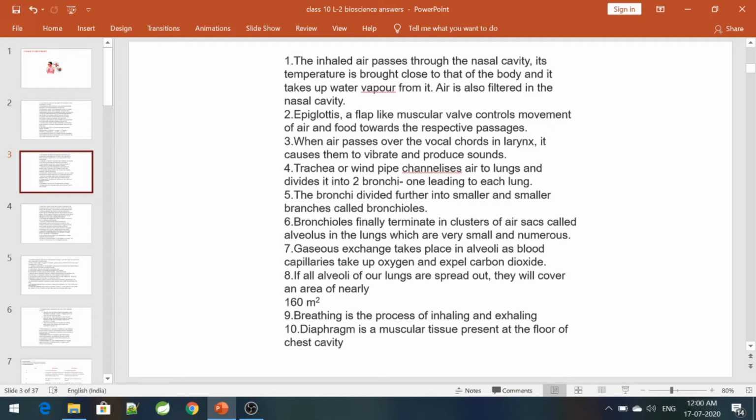When air passes over the vocal cords in the larynx, which is also called the voice box, it causes them to vibrate and produce sounds. The trachea or windpipe channelizes air to the lungs. It is divided into two, known as bronchi, one leading to the left lung and one to the right lung. The bronchi divide further into smaller and smaller branches called bronchioles.